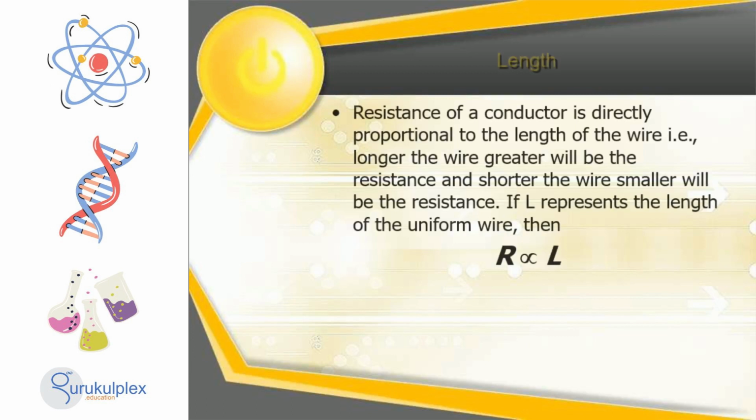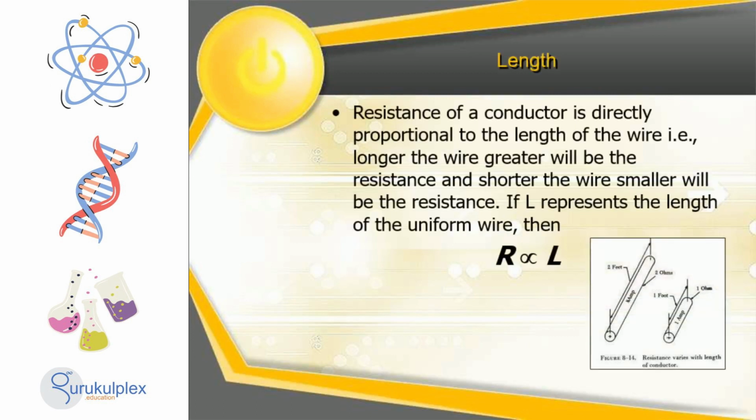Resistance in a conductor is directly proportional to its length. In other words, the longer the wire, the higher the resistance, and the shorter the wire, the lower the resistance. For a uniform wire, resistance is determined by the length of the wire, which is represented by the letter L. Therefore, the equation R is directly proportional to L is true.